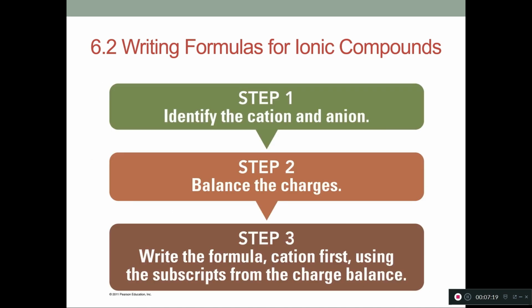So when we are writing formulas for ionic compounds, these are the steps. We want to identify the cation and the anion, the cation being what would be positively charged, the anion negatively charged. We want to balance the charges, so we want to have a number of the cations and a number of the anions such that the charges will cancel out and end up being 0. And the third step is to just write the formula, cation first, using the subscripts from the charge balance. So remember when we saw before the Na2S, that's because we had 2 sodiums for that sodium sulfide.